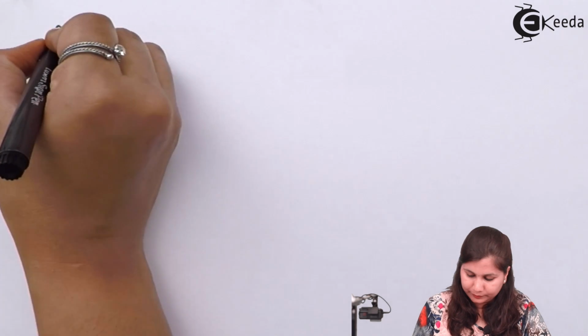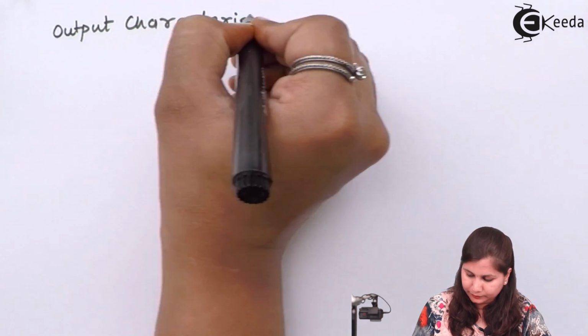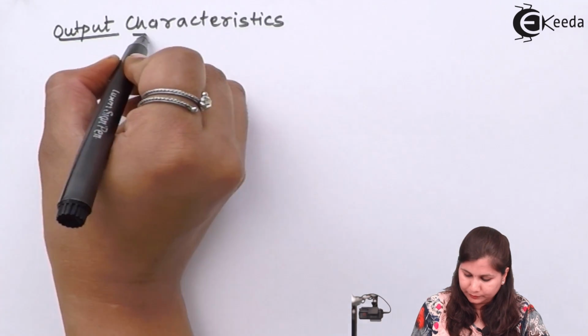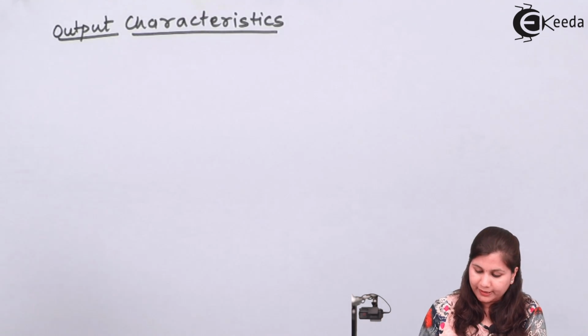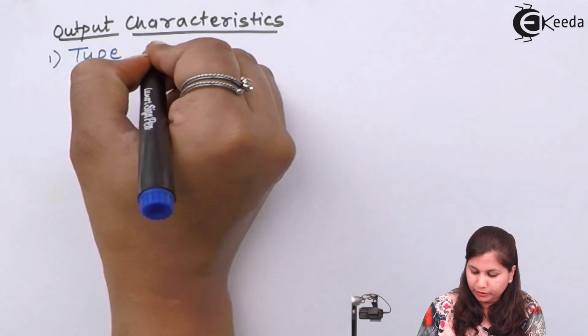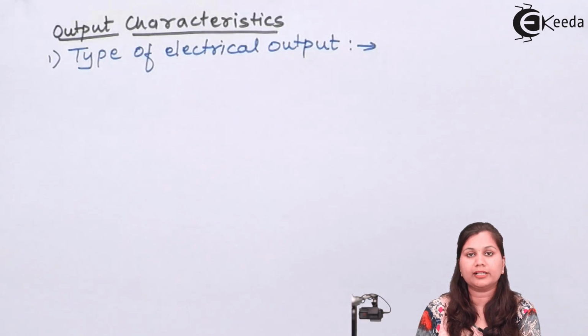So under this transfer characteristics, we studied the three factors which influence these characteristics. First was the transfer function, second is the error, and third is the response of the transducer to environmental influences. Now the next characteristics are the output characteristics of the transducers. The output characteristics of the transducer also depend upon three factors. First is the type of electrical output, second is the output impedance, and third is the useful range.